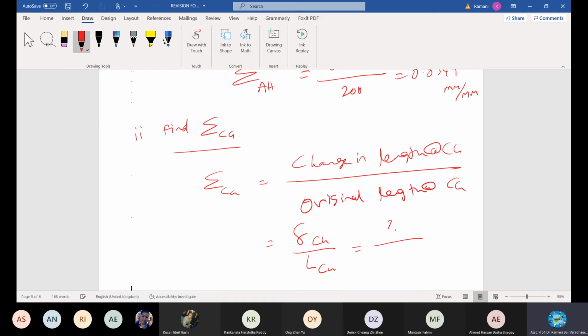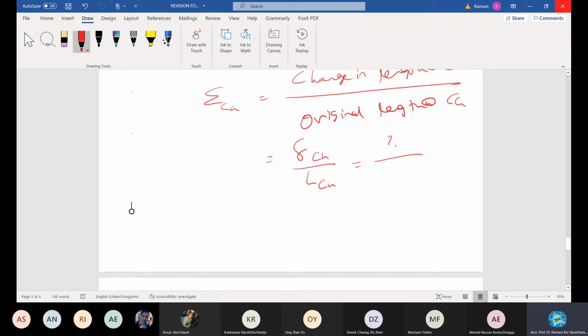You need to find out what this is. How much is the original length? The length of the wire. Better I substitute and keep it here. How much is CG?